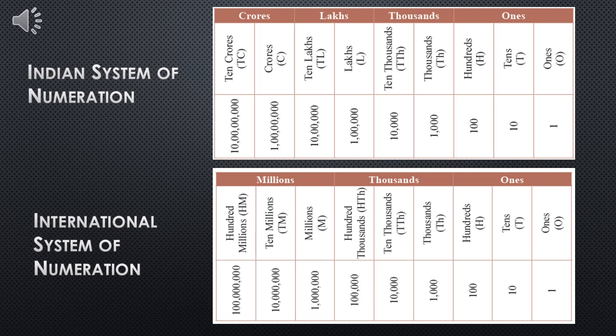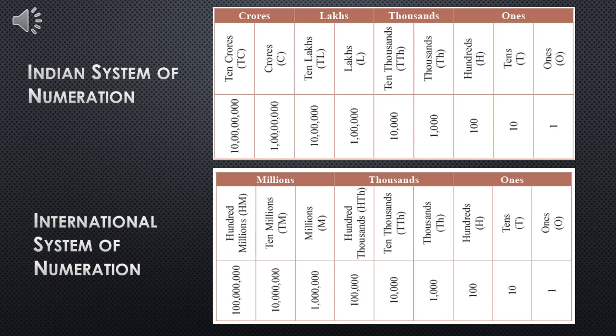Now let us compare the two systems: ones place along with ones place, then tens place along with tens place, 100 place with 100 place, 1,000 place with 1,000 place, 10,000 place with 10,000 place. But when the lakh place comes in the Indian system, we will see 100,000 at the same position in the international system. Means if you consider lakh in the Indian system, it is equal to 100,000 in the international system.